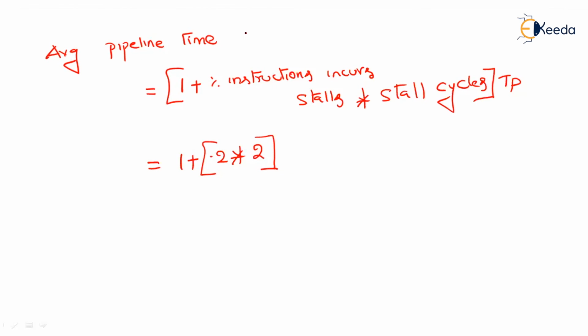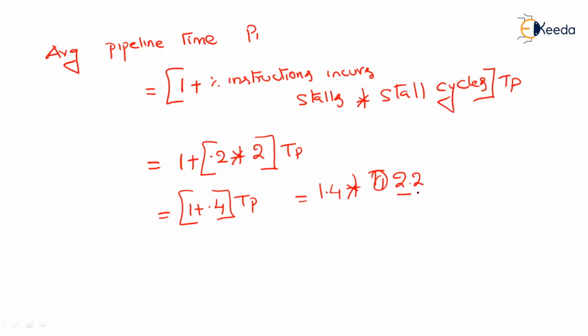Average pipeline time for P1, I'm calculating: 1 plus 0.4, into TP. Okay, that is 1.4 into TP. Sorry, this TP is equal to 2.2. What is TP? TP is the maximum stage delay. The maximum stage delay in the first pipeline is equal to 2.2. So 1.4 into 2.2 is equal to 3.08.